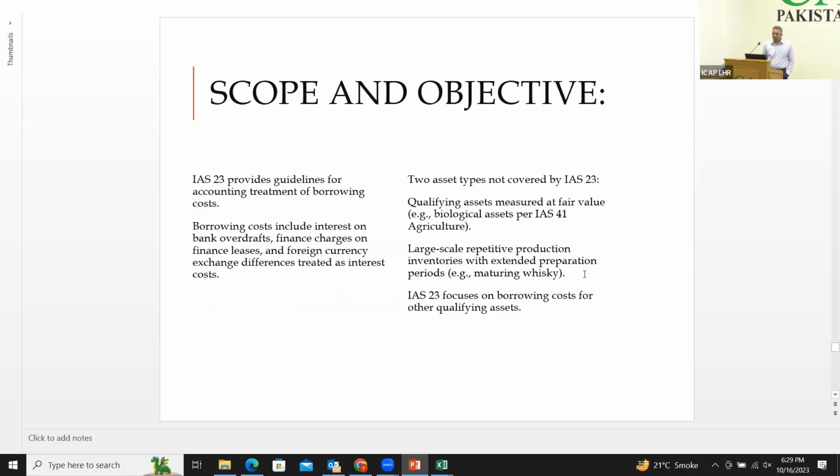Okay, then we have the scope paragraph. When certain assets are measured under the fair value model, you cannot add borrowing costs to those assets. Even if the asset is a qualifying asset, if it's measured under the fair value model, you cannot add borrowing cost. Like biological assets, maybe a qualifying asset because it's an immature asset and takes time to mature, but borrowing cost will not be added to biological assets. Similarly, large scale repetitive production like inventories will not be considered a qualifying asset.